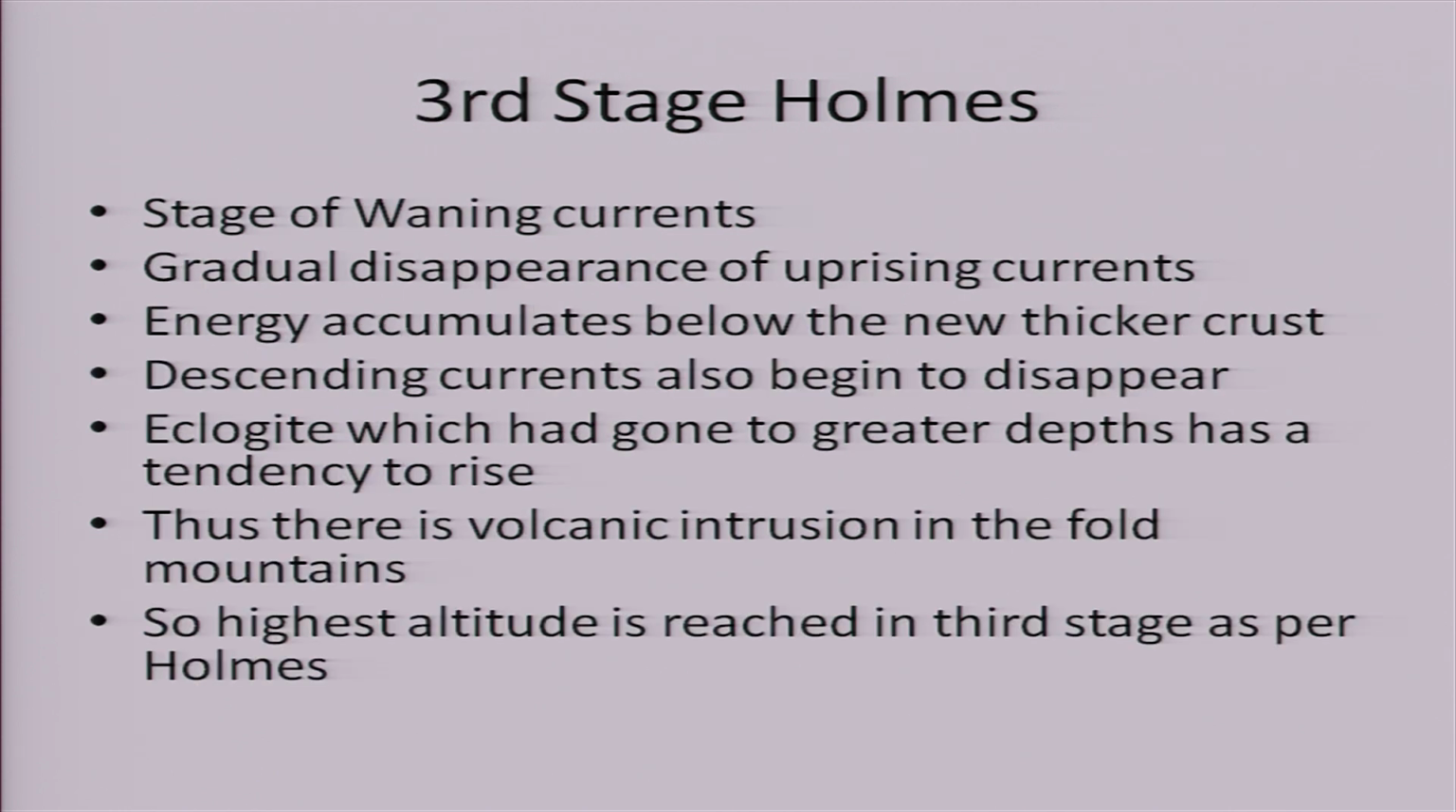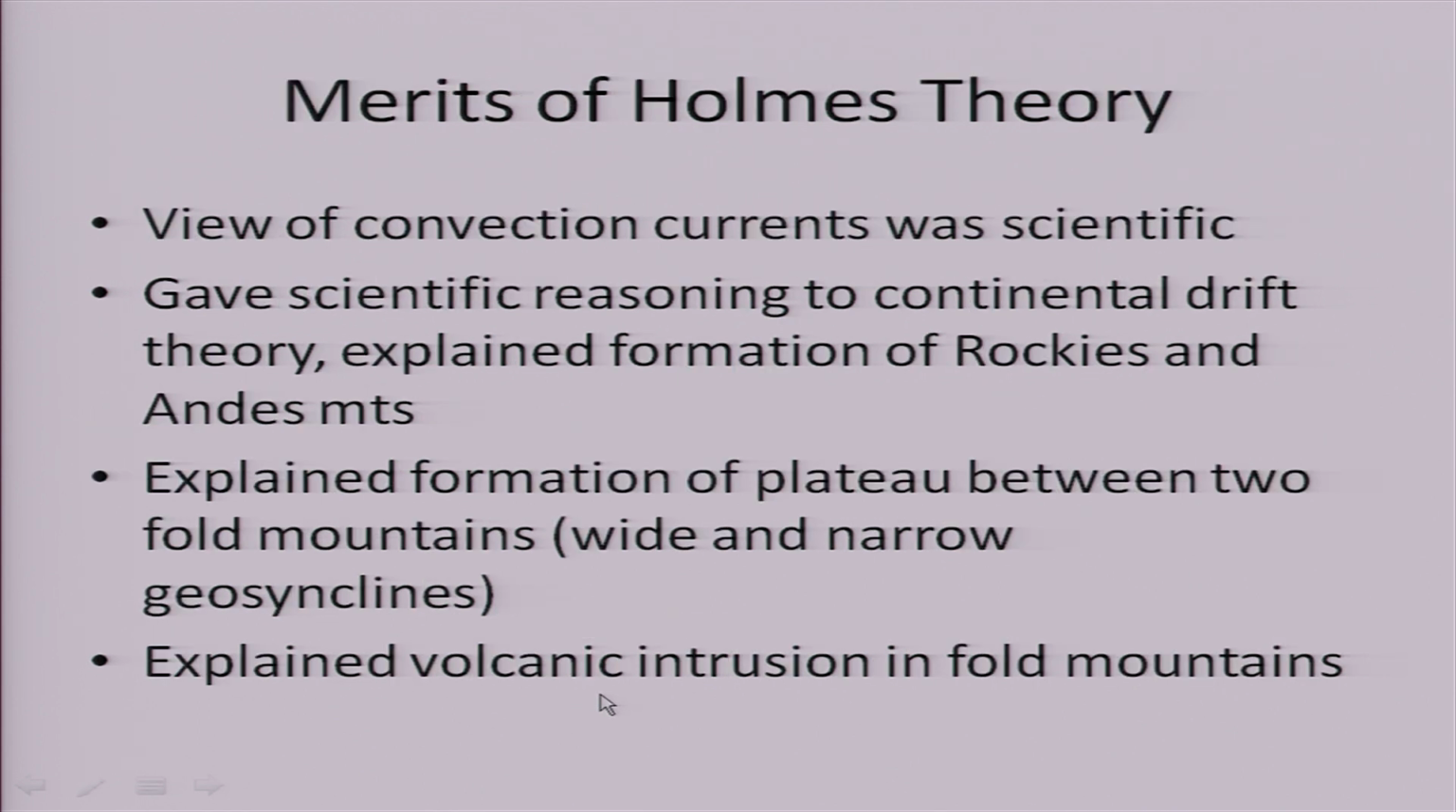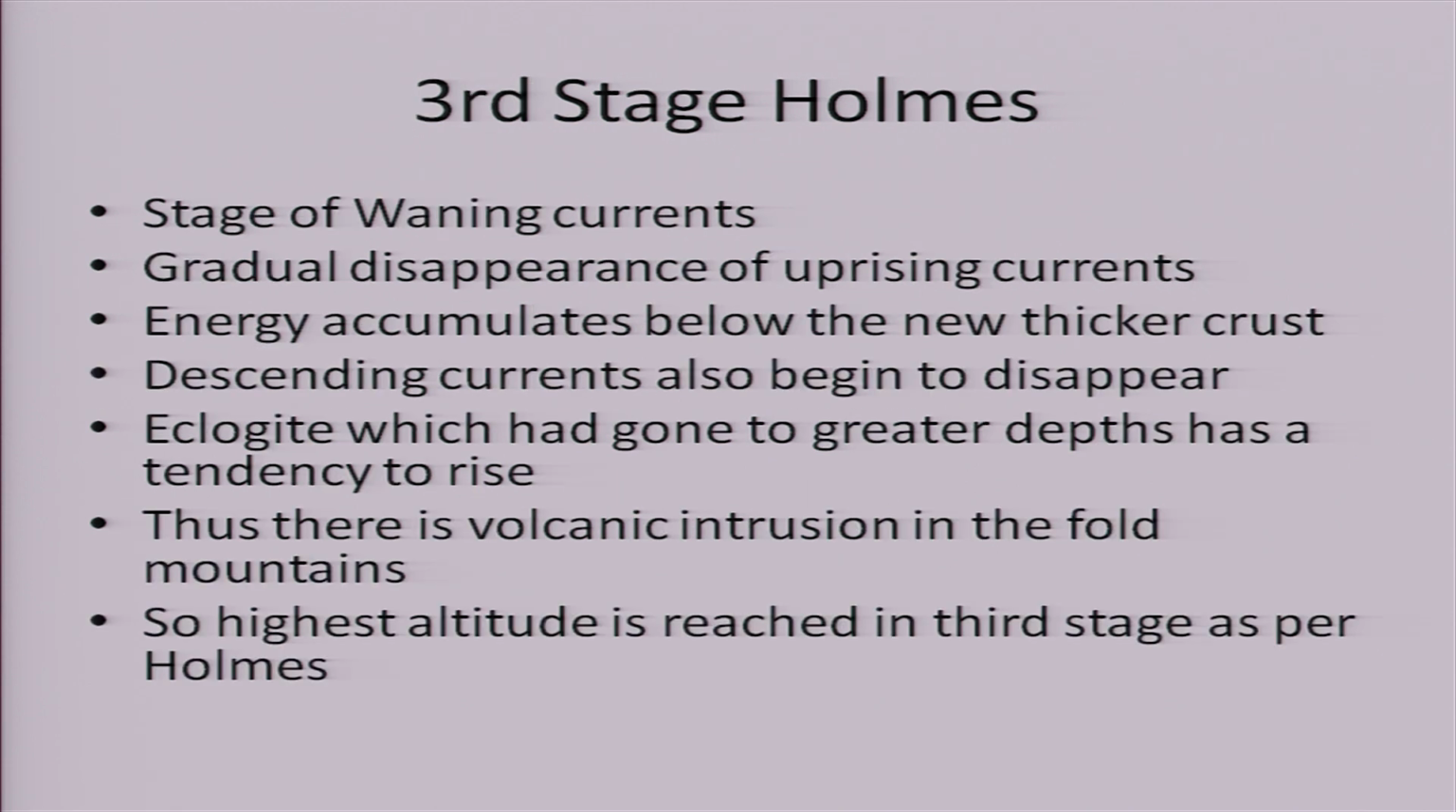Third stage is the stage of waning convection currents. There is gradual disappearance of the uprising currents, and the energy is stored or accumulated below the new thicker crust, which is the mountain roots, and then descending currents also begin to disappear, and the eclogite which has gone to greater depths has a tendency to rise. Thus, there is a volcanic intrusion in the fold mountains. So, the highest altitude is reached in the third stage as per Holmes. So, these are the three stages of Holmes theory of mountain building.